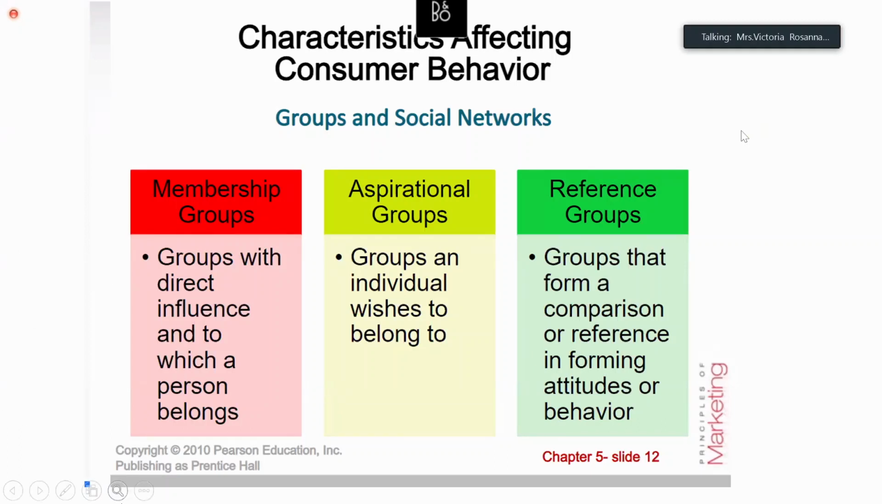Aspirational group, of course, we are not presently members, but we have the desire to be members in the future. So that group is called an aspirational group. What will happen? We will try to have the characters of that particular group. If we reflect those characters, those people in the future will take us as members. So we will try to embed those characters in ourselves, right? And reference groups are the groups that form a comparison or reference in forming attitudes or behavior.